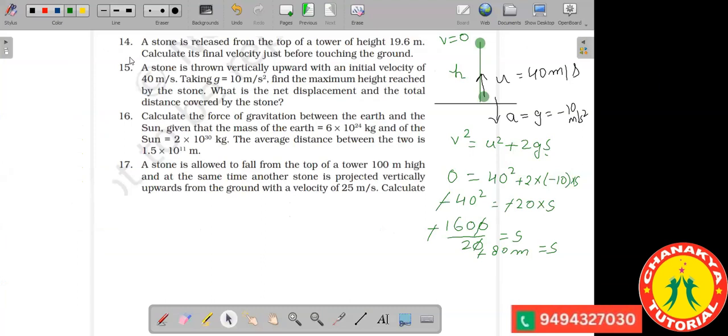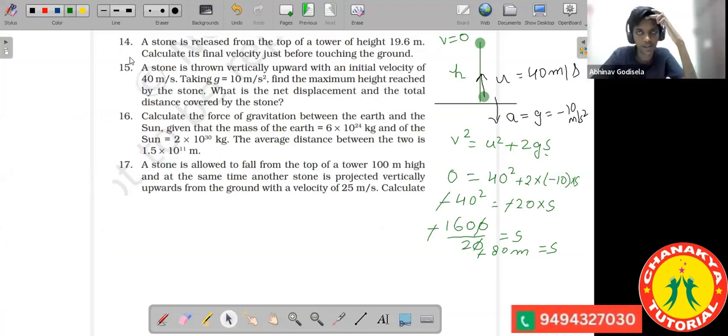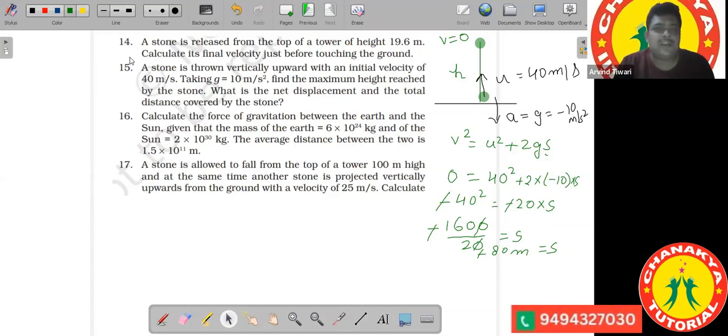Okay, sir. Sir, can we take g value as 10? No, it's not stated, so you will take it as 9.8. Since it's not given, you will take it as 9.8 only.